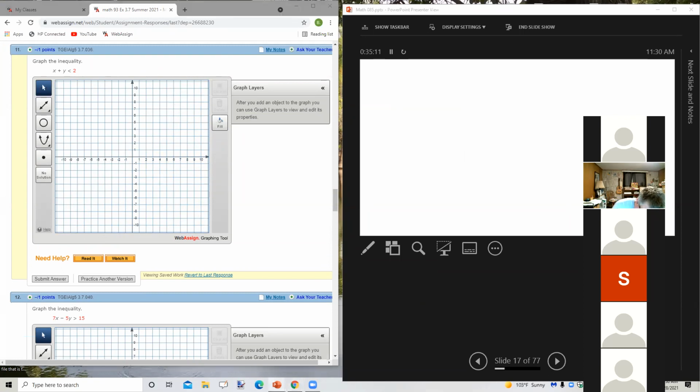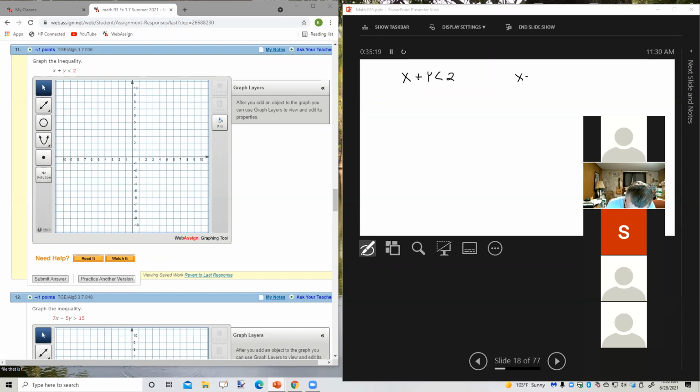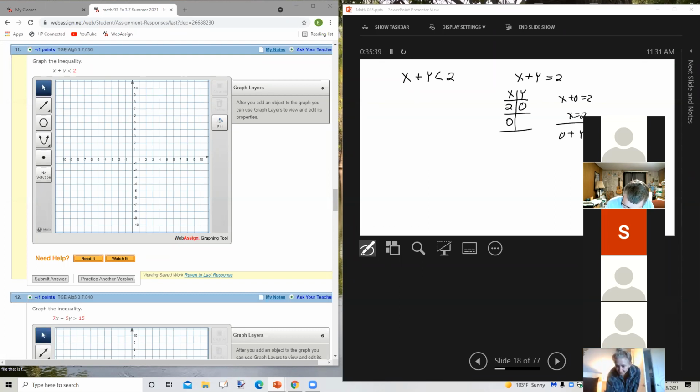So x plus y less than 2. All right. So I'm going to look at the equation x plus y equals 2. I'm going to find the x and y intercepts. So we get x plus 0 equals 2, x equals 2. 0 plus y equals 2, y equals 2.